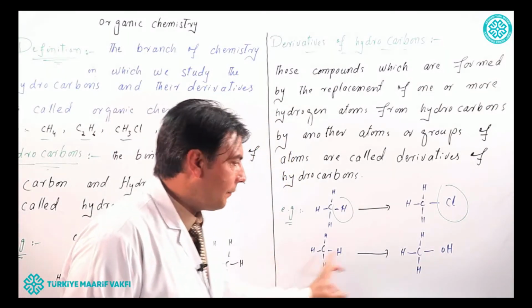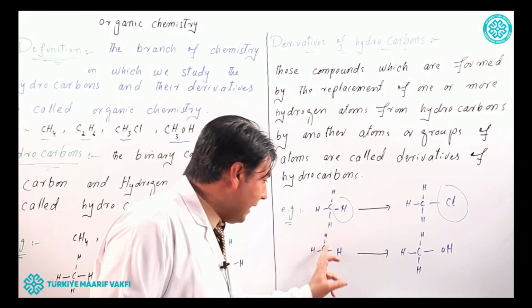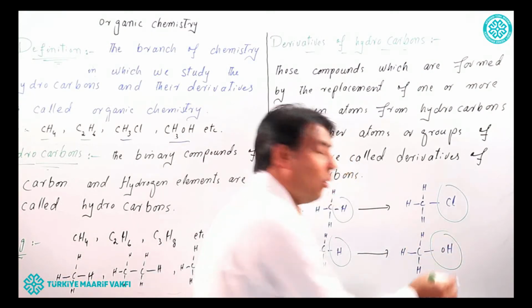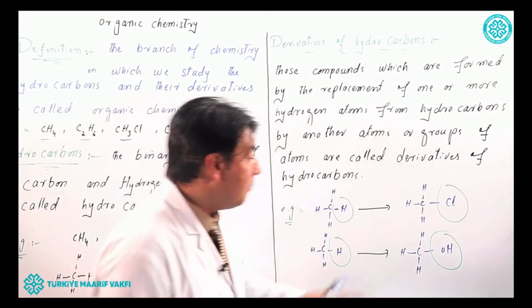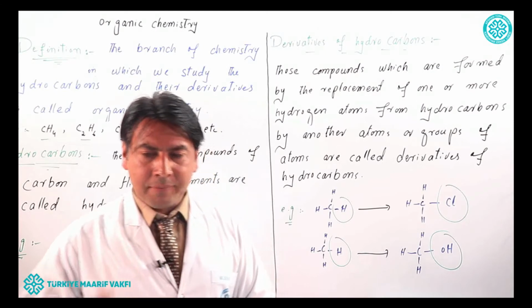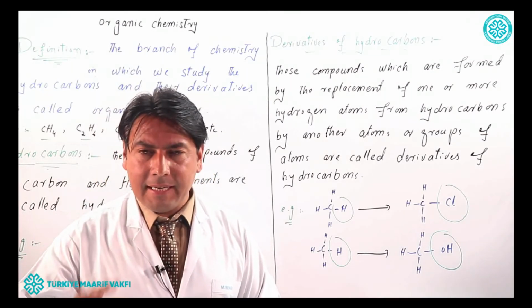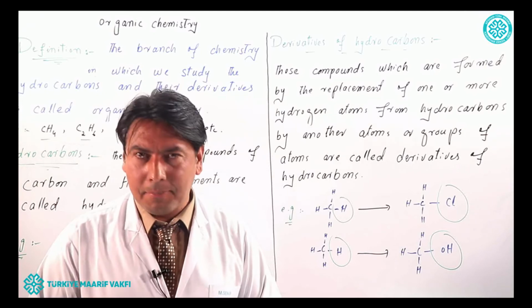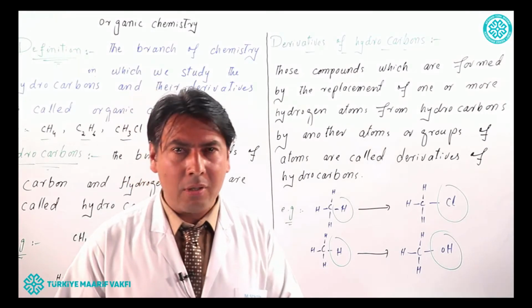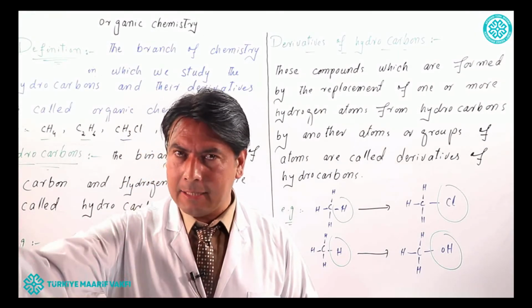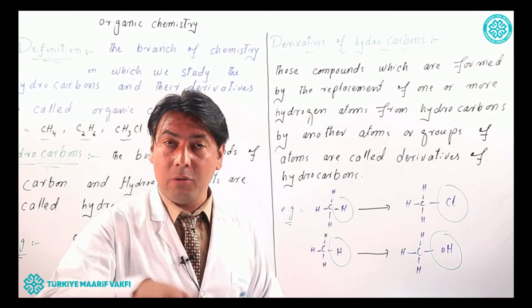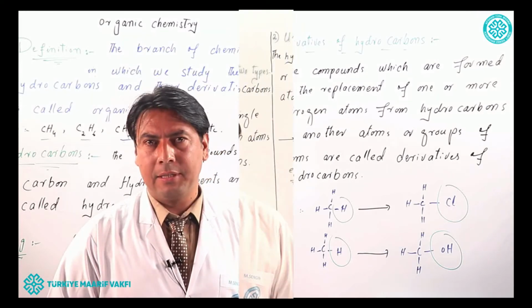Similarly, take methane: 1 hydrogen atom from methane is replaced by an OH group. So this is called methanol. Methanol is a derivative of hydrocarbon. So derivatives of hydrocarbons are the newly formed organic compounds from hydrocarbons by the replacement of 1 or more hydrogen atoms by other atoms or groups of atoms. Okay.